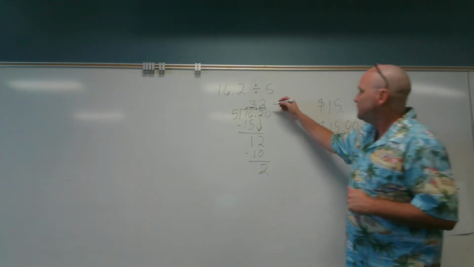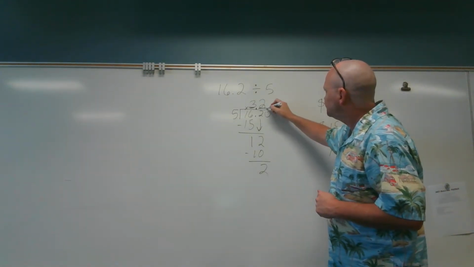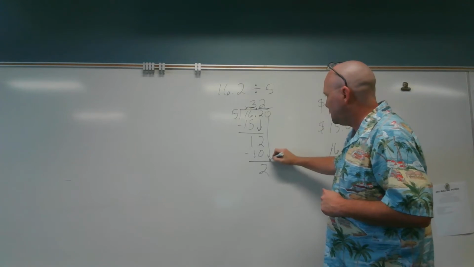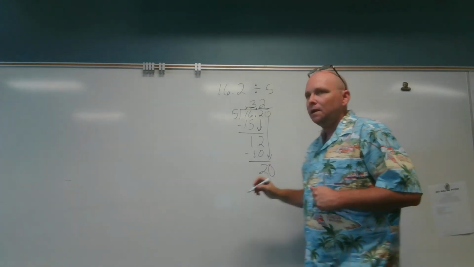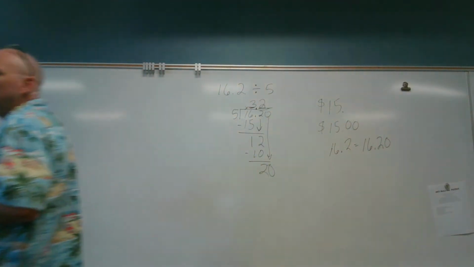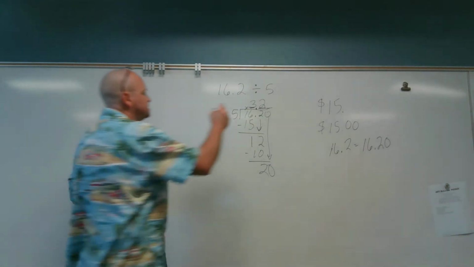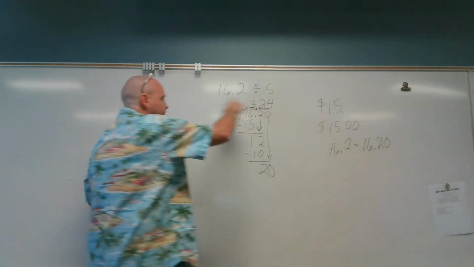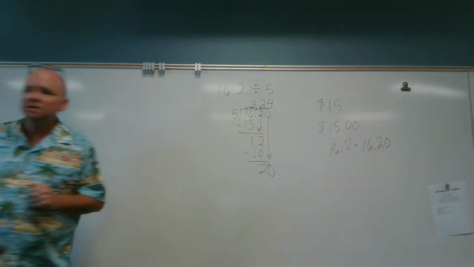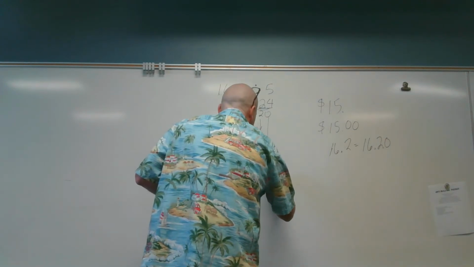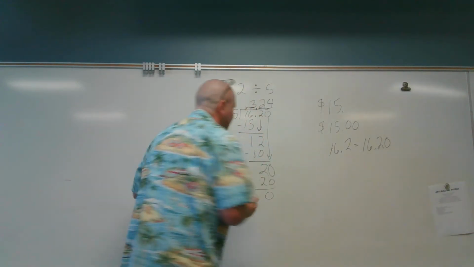So now I have to have a number above the 0, and I have to bring it down. Jacob J, how many times does 5 go into 20? 4 times. And Jacob J, 4 times 5 is? 20. Now I subtract and I have nothing.